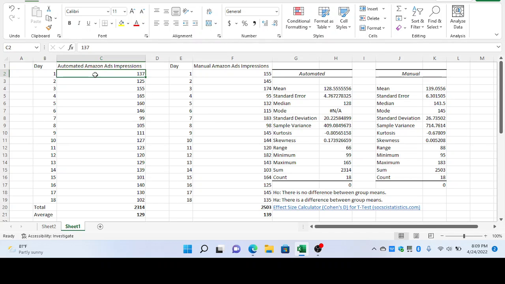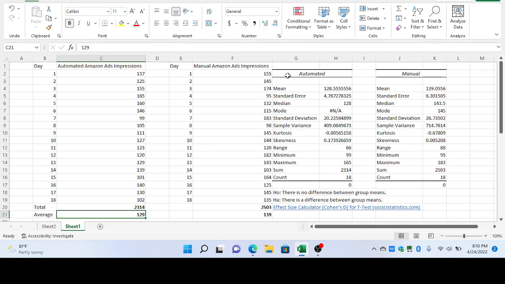And you just let Amazon do what it does. So it ran its own fancy algorithm or whatever. And these are how many impressions you got a day. And at the end of this, you had 2,314 impressions. So that's how many people saw your advertisement, and your average per day was 129.